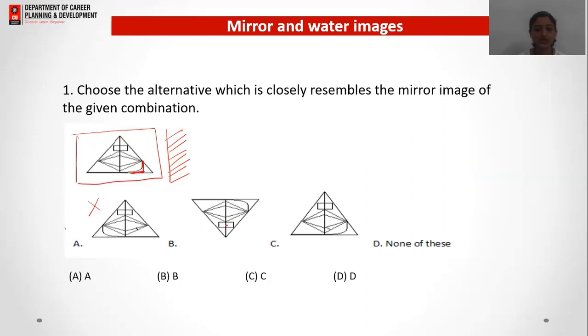And the second option is here the top becomes bottom and bottom becomes top. But in mirror image, only left becomes right and right becomes left. So option B cannot be the answer. Option C, yes, option C can be the answer. But in option C, this extra line is there. Due to this extra line, because this line is not in the original figure, so option C cannot be the answer. We are left with only D. So option D will be the correct answer for the given question. D will be the mirror image, means none of the given images are the mirror image of the given image. Now move on the next one.